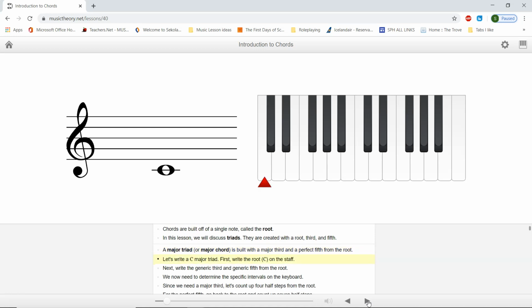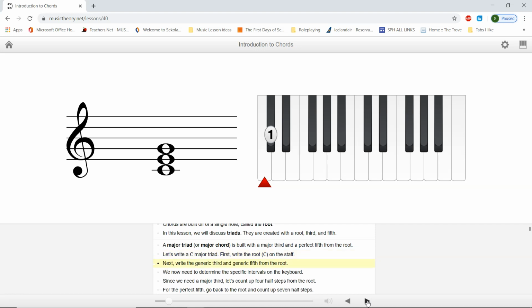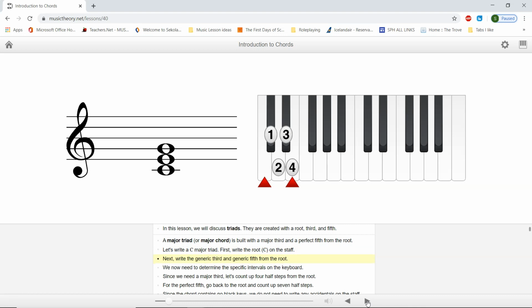So first we're going to write a C major triad. First we're going to write the letter C. We're going to put in the note name C. Then we're just going to slap the third and the fifth on top. I don't know if they need to be flattened, I don't know if they need to be sharpened, or if they can stay the way they are. Right now we're not going to worry about that. We just want to get the generic third and fifth from the root written on the staff.